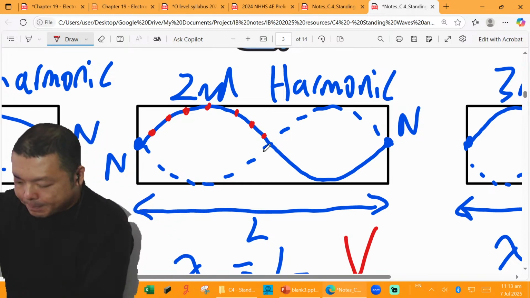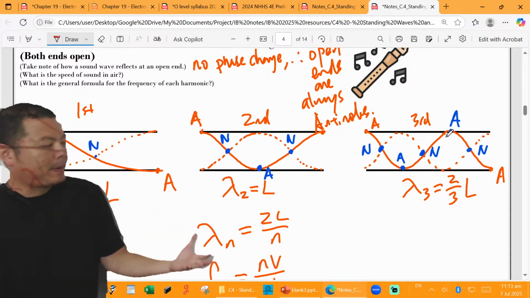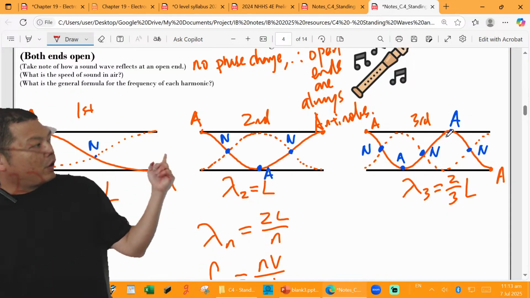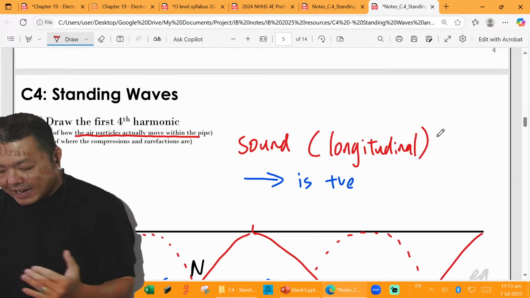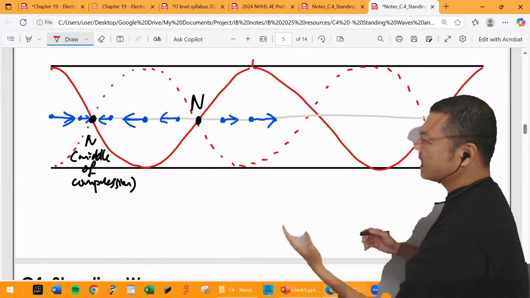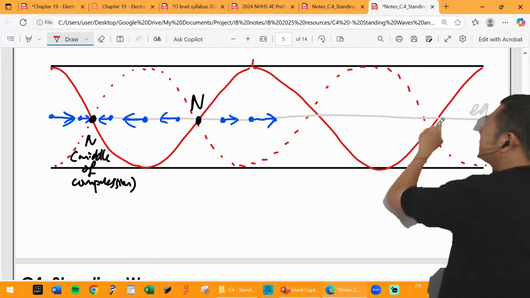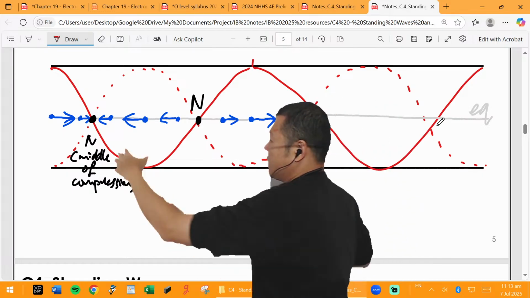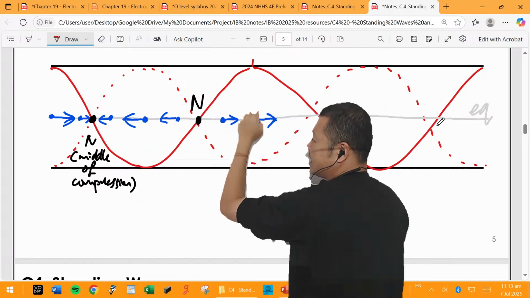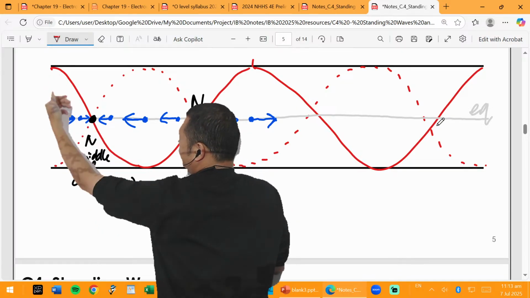But what happens if you have sound standing waves? The particles are not on the graph itself. The particles are moving left and right because a sound wave is a longitudinal wave. So the graph represents the displacement. The shape that you draw represents the displacement, and the actual movement of the particles is based on the graph value.